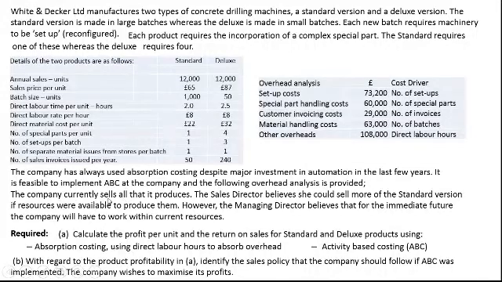The company currently sells all that it produces, so we can assume that whatever it is producing, it is also being sold. However, the managing director believes that for the immediate future, the company will have to work within current resources. Now, what we have been asked to do: calculate the profit per unit and the return on sales for both versions of the product, standard and deluxe.